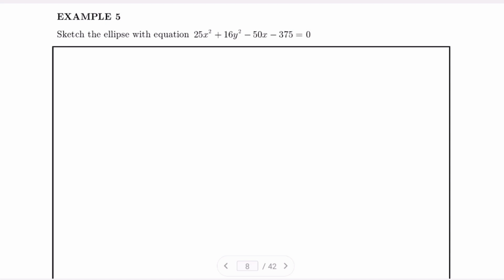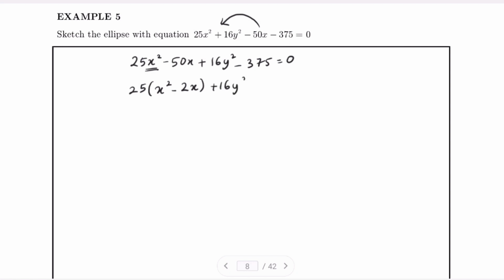So your first step is to bring negative 50x to the front. We're going to collect x together, so that it will be easier to do completing the square. So before you start completing the square, you have to make sure the coefficient of x squared is 1. So you're going to factorize 25. And the others remain the same.